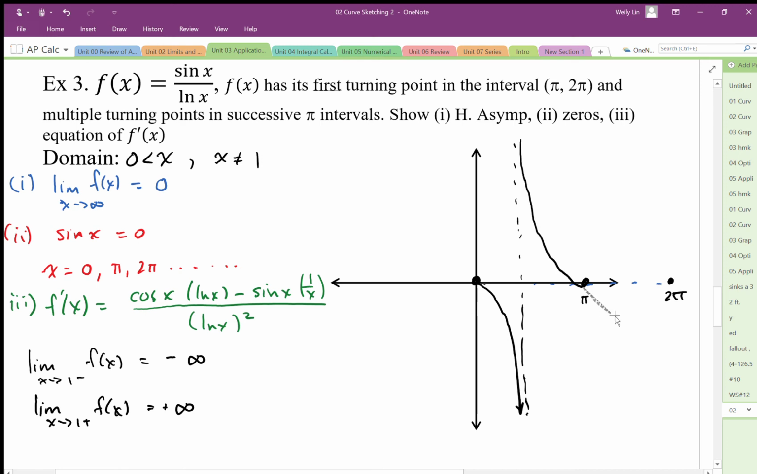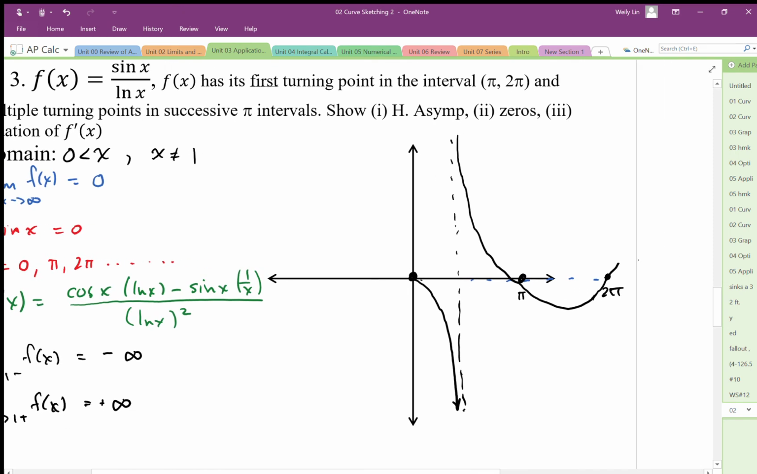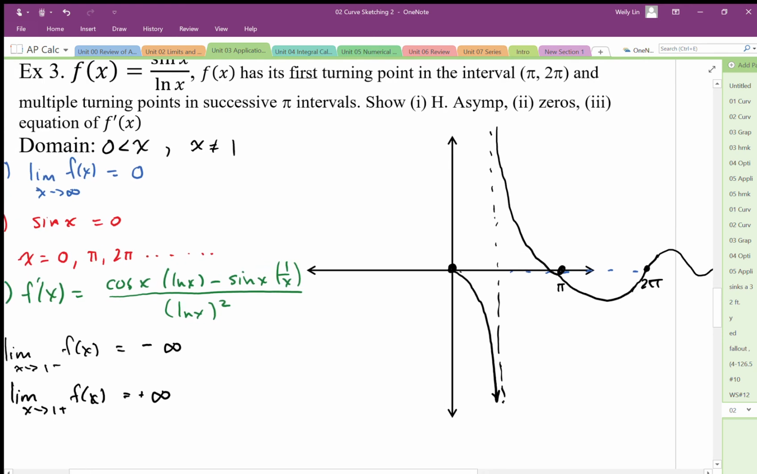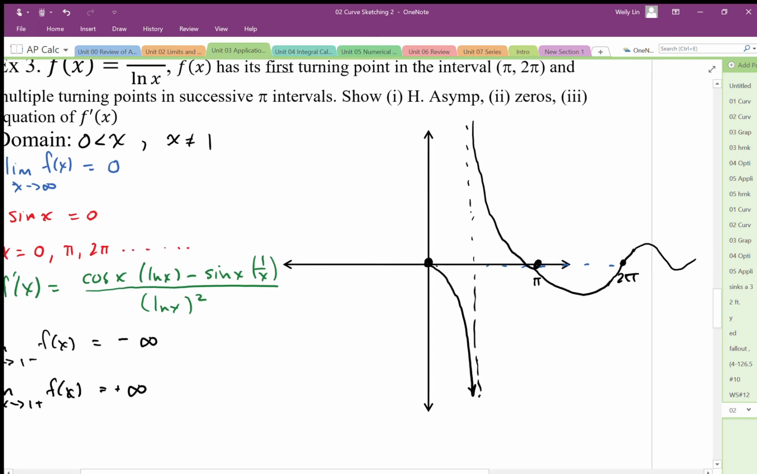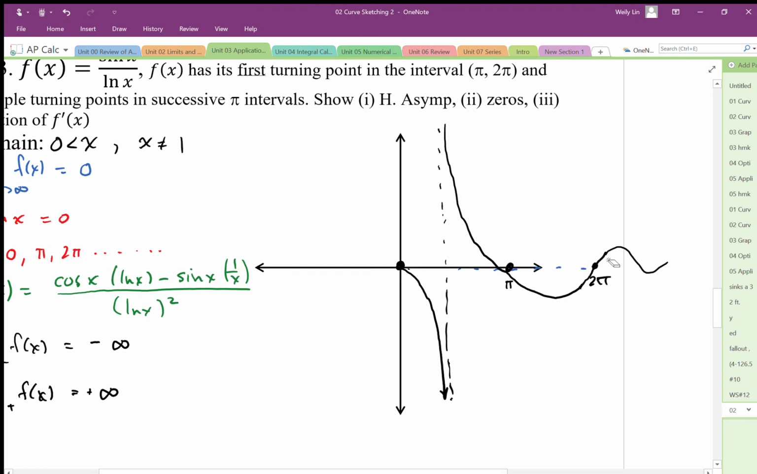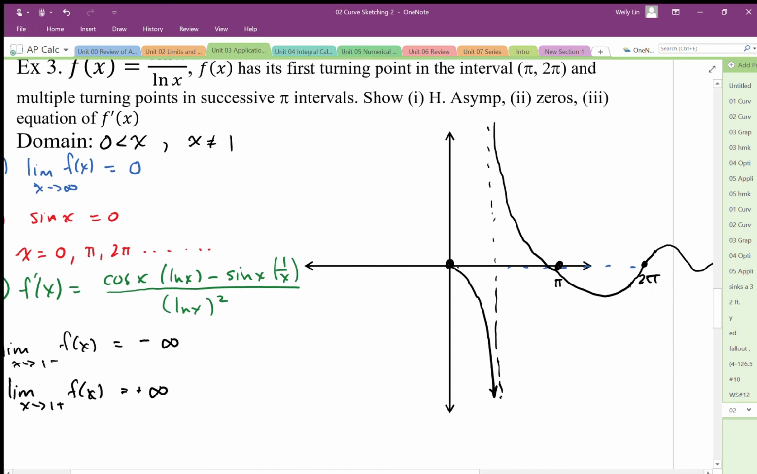It's going to have its first turning point in here, and it's just going to have repeated turning. It's going to go up and down, up and down, up and down. Okay, and the bumps are just going to get smaller and smaller and smaller, and it's going to tend towards that asymptote. Although it crosses that asymptote, it's going to get closer and closer to that asymptote for each step.